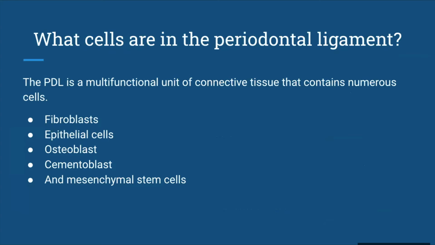What cells are in the periodontal ligament? The PDL is a multifunctional unit of connective tissues that contains numerous cells: fibroblasts, epithelial cells, osteoblasts, cementoblasts, and mesenchymal stem cells.